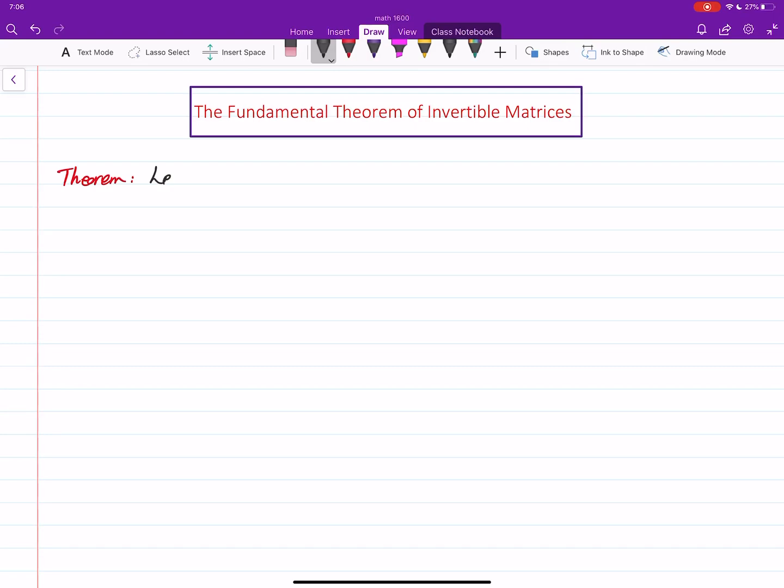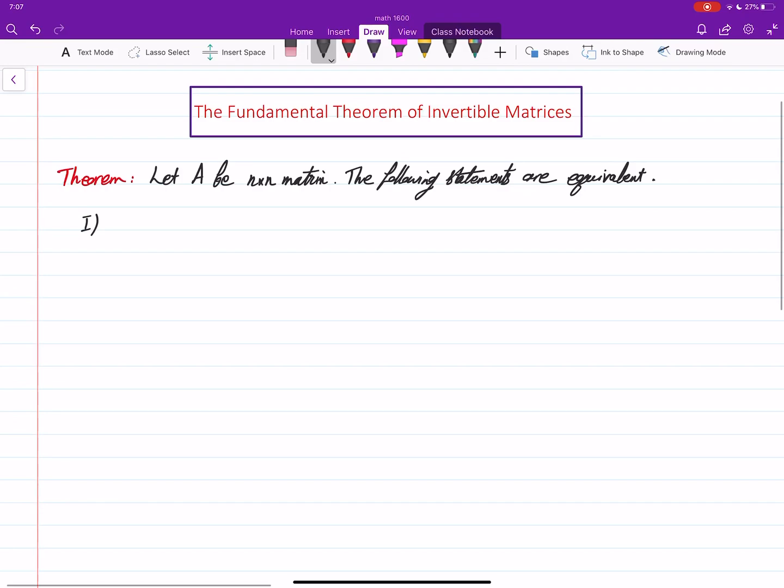First of all, it assumes that we have a square n by n matrix A. Then the following statements are equivalent. It means that whenever you see one of these, you can conclude the other ones are true also. So the first thing is A is invertible. This is what we have been working on.